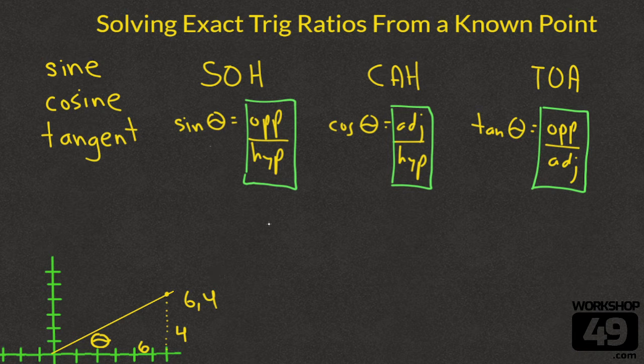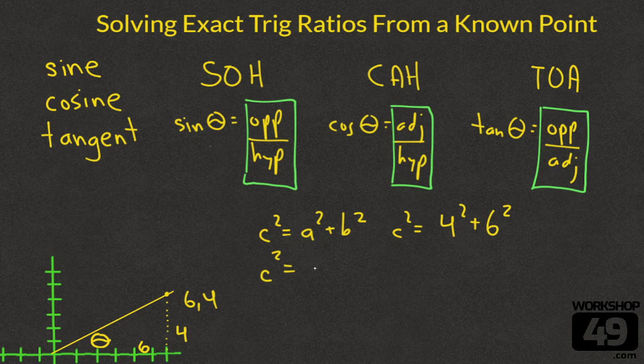We can get the hypotenuse. We can use Pythagorean Theorem. We can say that c squared equals a squared plus b squared. C squared equals 4 squared plus 6 squared. You're all good at Pythagorean Theorem now. C squared equals 52. And it becomes c equals the root of 52.